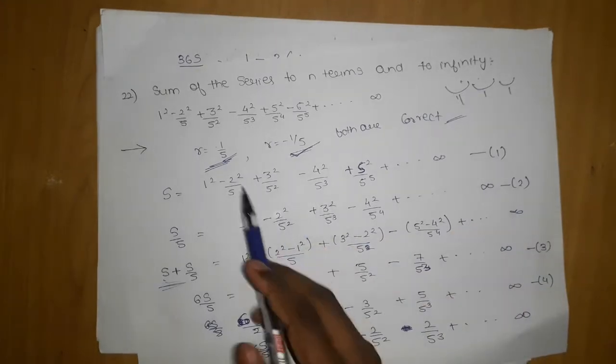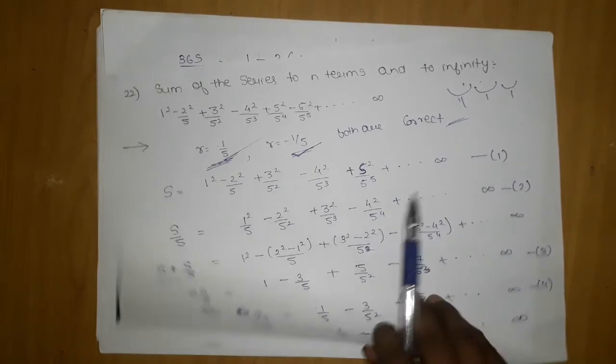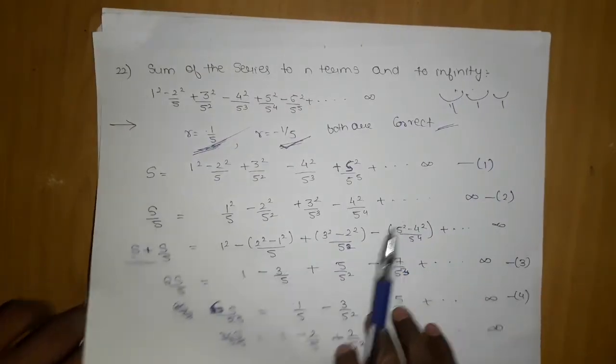So in this way you have to solve. There are total 3 ways. First the formula way, second taking r equals minus 1 by 5, and the third is r equals 1 by 5. Now let's move on to the next question.